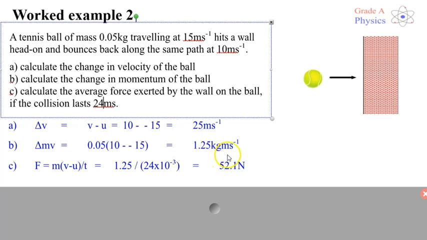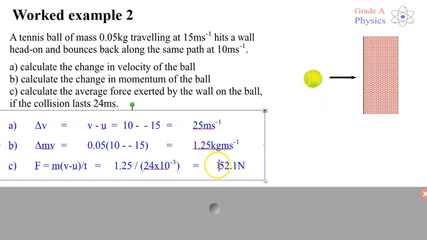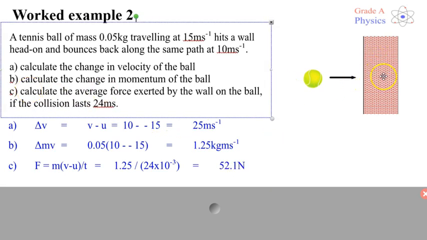So we could say, well, is that to the right or to the left? Well, if it's the force exerted by the wall on the ball, this is the wall pushing the ball to the left. So the 52.1 newtons is definitely acting towards the left to change the direction of the ball. Whether that's positive or negative is entirely up to you, depending on your frame of reference. But importantly, we could talk about Newton's third law here. So if there's a force of the wall on the ball to the left of 52.1 newtons, there must be an equal and opposite force of the ball on the wall to the right of the same value.